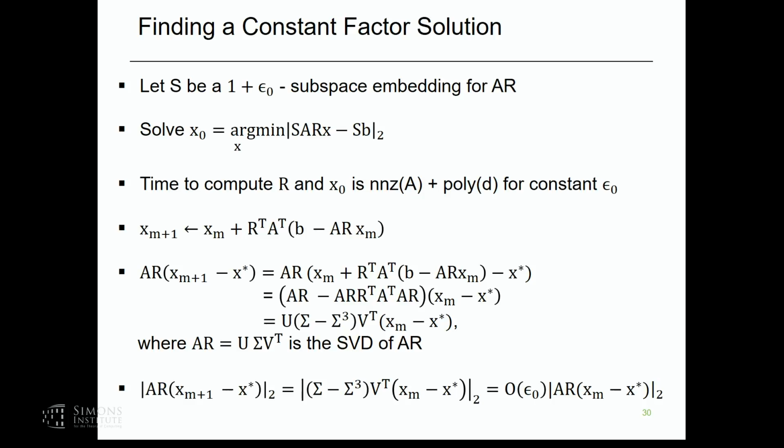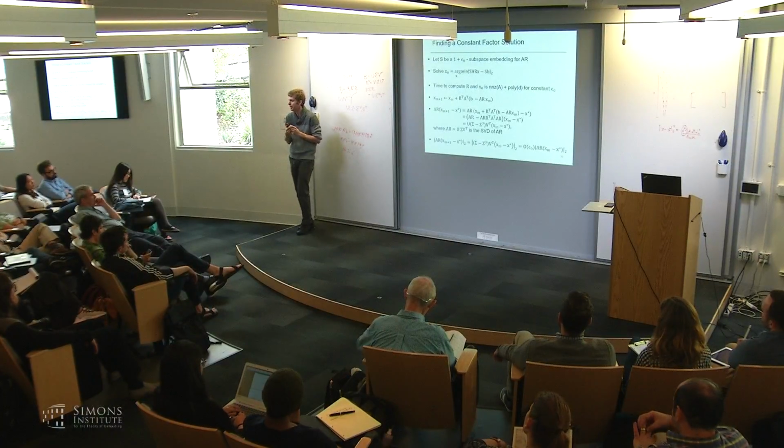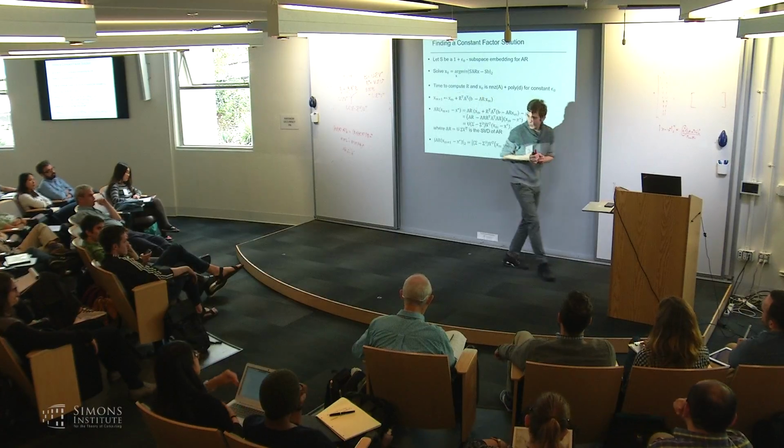Sorry, why does U sigma only distort norms by that amount? So U sigma is almost like an orthonormal basis, but the singular values, instead of all being 1, are between 1 plus or minus epsilon 0 because it's well conditioned. So it distorts things by at most that amount. Where did the AR come back? That was just that question.